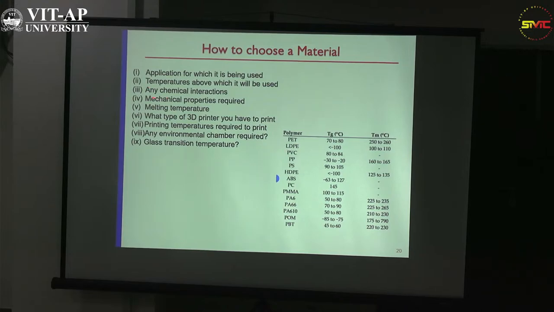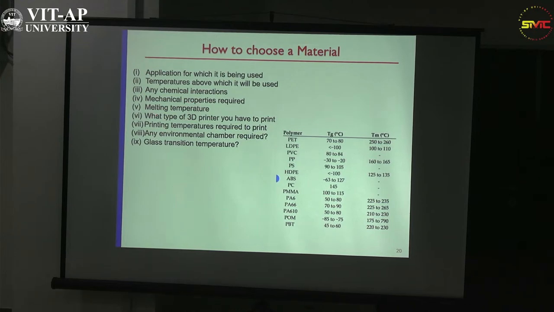Next, are there any chemical interactions? What mechanical properties are required? Sometimes pure mechanical loads might be acting on the product. For example, if you 3D print a chair and you sit on it, you are applying a pure mechanical load, right? Suppose your weight is 100 kg and it can sustain only 50 kg, then once you sit on it, it will break. So what mechanical properties are required?